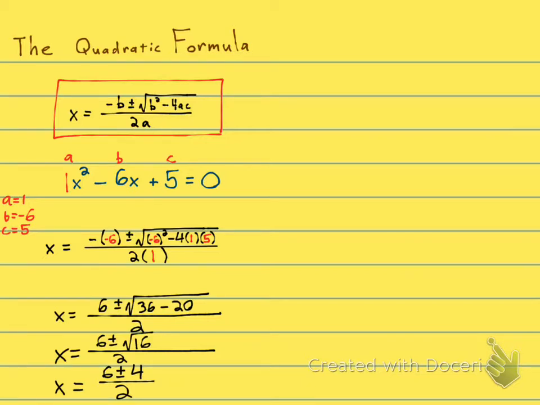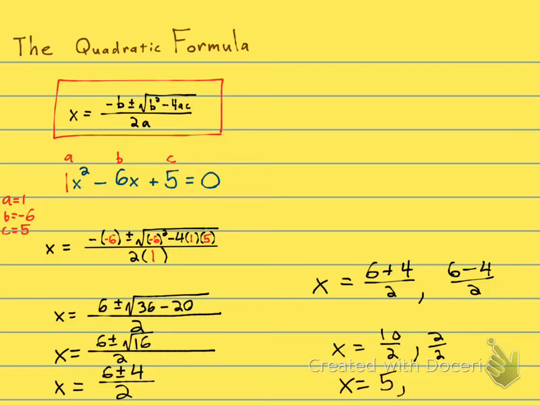Okay, so that's going to be 6 plus 4 over 2 and 6 minus 4 over 2. 6 plus 4 is 10, so that's 10 over 2. 6 minus 4 is 2 over 2. So we get 5 and 1.